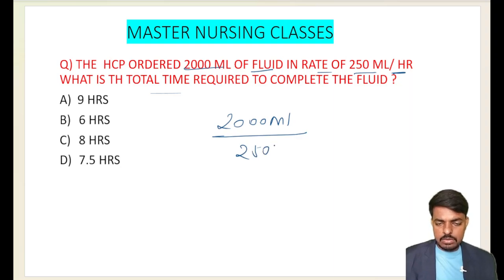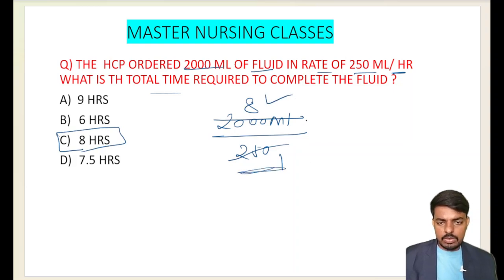So 250 for 1 hour, and 250 for 8 hours makes 2000. So in 8 hours we will complete our fluids. Per hour we infuse 250 ml, means in 8 hours we will complete our 2000 ml. Here is your answer for this question. A very easy calculation they have asked in the exam. Okay, let me move to the next question.